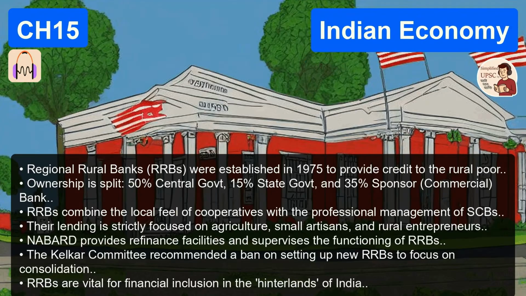What was the first major change? Recommendation 1 was liberal entry. They said, stop protecting the public sector banks. Let private banks in. Let foreign banks in. Just open the floodgates. The idea was that competition would force the sleepy PSBs to wake up and become efficient. If the bank next door has air conditioning and fast service, you have to upgrade or lose your customers. And that gave us the HDFCs and ICICIs we talked about earlier.